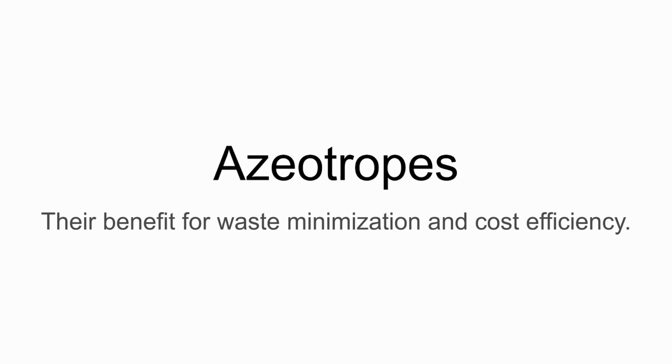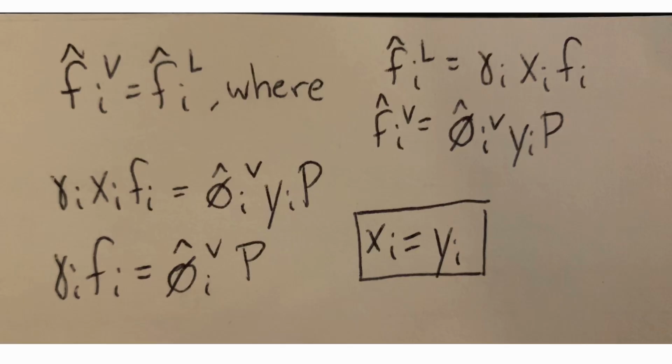As we learned, azeotropes occur when the mole fraction of each species in the liquid phase equals that in the vapor phase. For example, if a mixture consists of species A and B, XA equals YA and XB equals YB. This can be used to determine characteristics of a solution when it is at the azeotrope, such as the composition of each species or the temperature and/or pressure at which the azeotrope occurs.